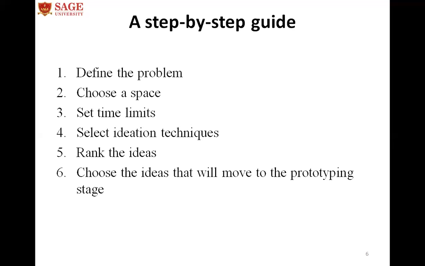And the last step is you need to choose the idea that will move to the prototyping stage, which is the next stage. The end goal of ideation in design thinking is to come up with ideas that can be prototyped and tested. Choose the ideas that are going to be prototyped and maintain a record of those that didn't make the final cut. So these are the steps that can help in coming up with ideas, and the techniques that we'll be talking about in the coming videos.